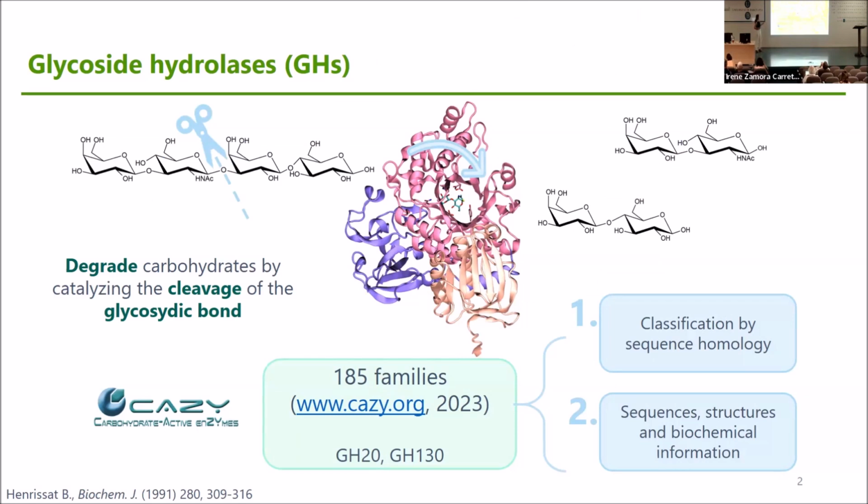Glycosyl hydrolases are grouped in 185 families as of today in the CAZy database, a database that groups carbohydrate-active enzymes depending on sequence homology, and where you can also find all sorts of biochemical information about them.